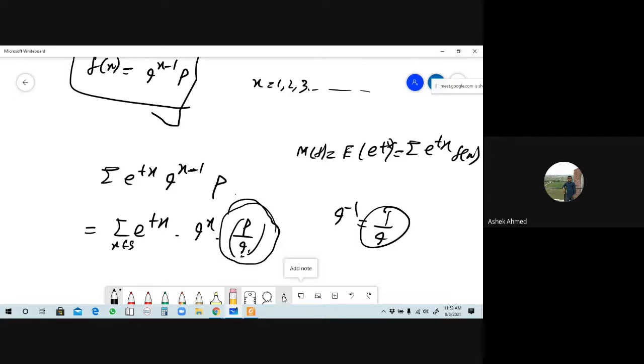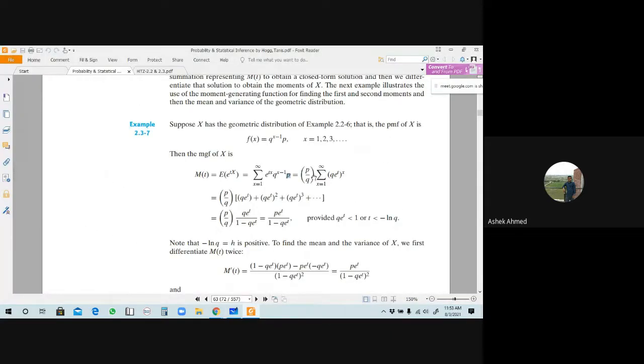So this is the outside of the summation, and this is the summation of x equals 1 up to infinity, (q into e to the power t) whole to the power x here. Understand? Now if you expand x equals 1 up to infinity, then you will get this result. Understand?